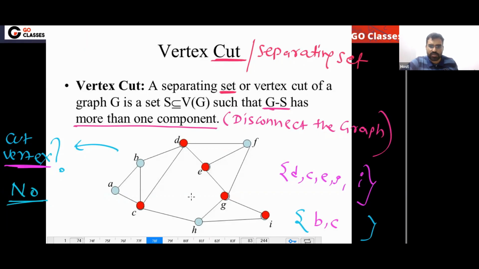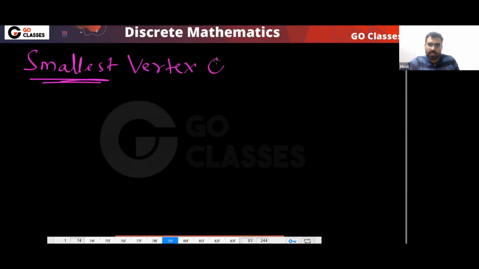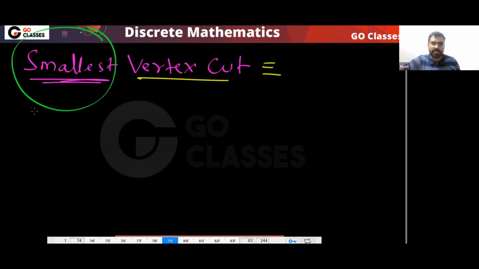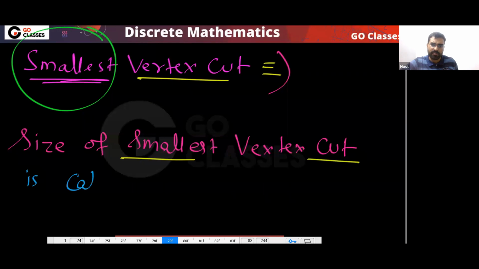So this is the idea. Now remember, this is the smallest vertex cut. And the size of the smallest vertex cut is called the connectivity number. Remember, the size of the smallest vertex cut is called the connectivity number.